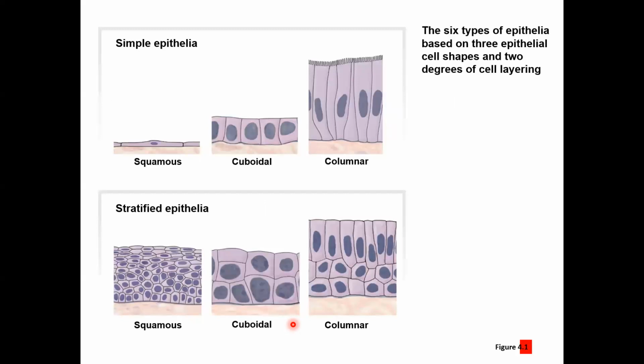So here we see simple epithelial tissues and the different shapes of the cells. Squamous means flat, cuboidal means cuboidal, and columnar is column shaped. Underneath, you see stratified epithelium, and you can see those multiple layers of cells.